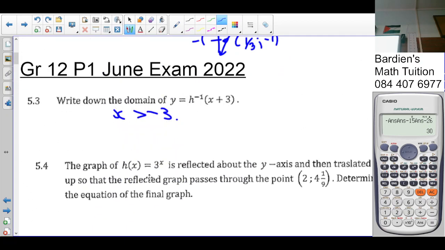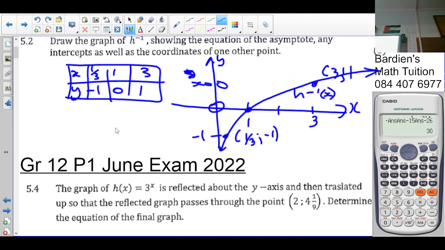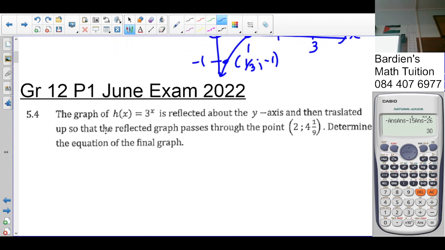5.4 was a nice question. And again, all these questions were nice. He says the graph of h of x equal to 3 to the x is reflected about the y-axis. What happens if something is reflected about the y-axis? X becomes negative. So it's 3 to the minus x. Then translated up. So it moves up. Translated means glided or whatever. It moves up. So if it moves up or down, it's going to do that.